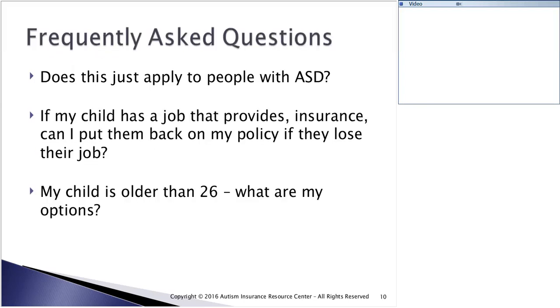So we often get a lot of questions around this, and feel free to ask them. I'll tell you some of the frequently asked questions that we get about this. Does the ability to keep a disabled dependent on a policy after age 26 just apply to people with autism spectrum disorders? The answer is no. This is all disabled people. We sometimes get questions about, well, what do employers require? And we have seen a range of things, but I would say it's not usually particularly onerous. So sometimes they just need some documentation of the disability that already exists.